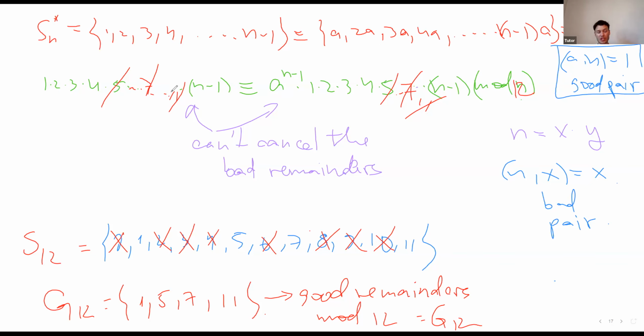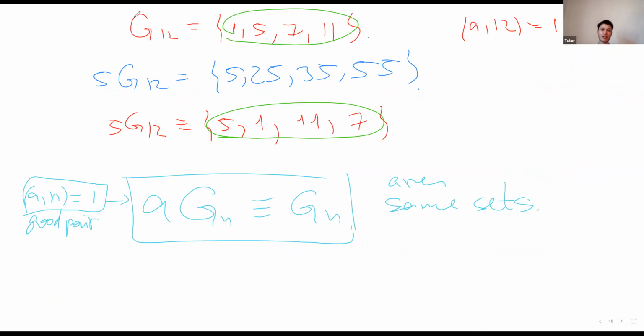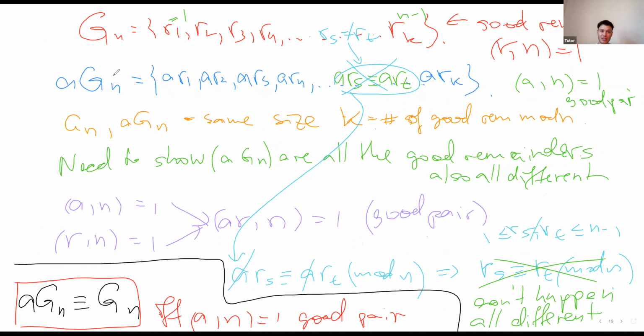So I said, okay, how about I just get rid of all the bad numbers and keep only the good numbers? Then I noticed that for the good numbers, I have the same property. As long as I multiply Gn, the good remainders mod n, by some good number A, a number good to n, I also get back the same set of good remainders. And what was the proof? Again, same proof. I show that these sets are the same. How do I show that? Well, they're all different. Why are they all different? Because if I had two of them that are the same, I'd get that Rs and Rt have to be the same, because A can get cancelled.